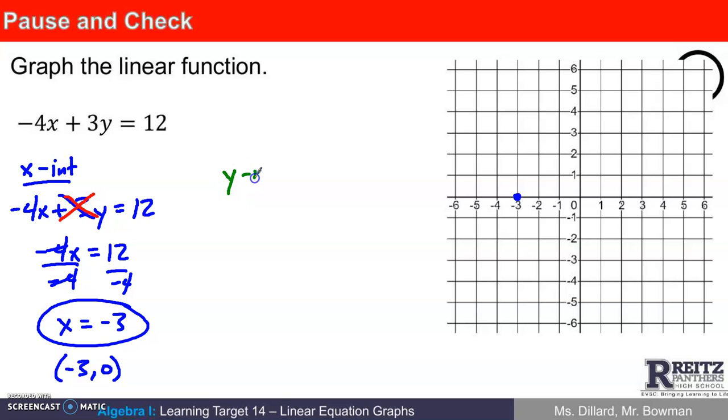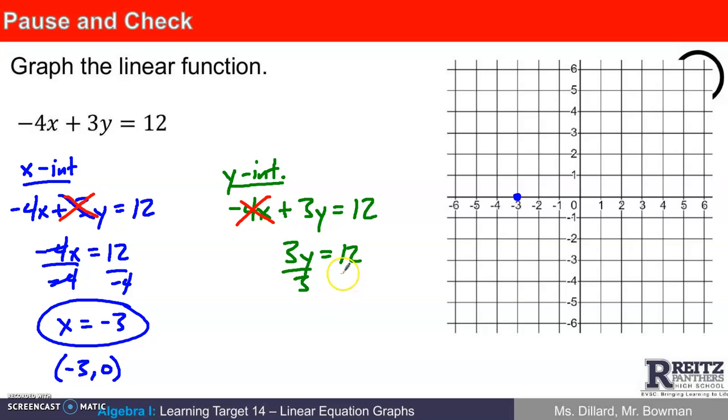To find the y-intercept, I need to take the equation negative 4x plus 3y equals 12. And to find the y-intercept, I need to let x be 0, cross out the x term. And what I need to solve is 3y equals 12. And if 3y equals 12, what does y have to equal? Yeah, it's 4. And since I'm letting x be 0, it's the point 0, comma 4. Let's plot that right here.